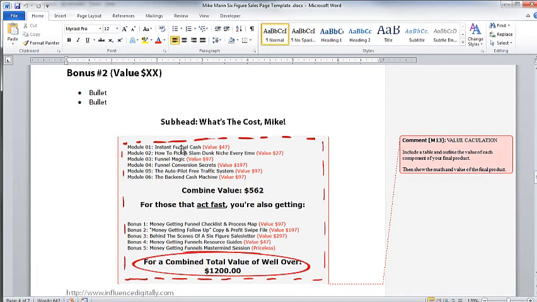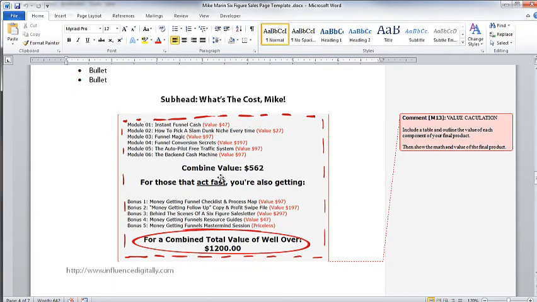And then you take all those components, like the instant funnel cash, $47. How to pick a slam dunk niche market every time, $27. Funnel magic, $97. Funnel conversion secrets, $197. The autopilot free traffic system. See all the benefit language. The back-end cash machine, $97.